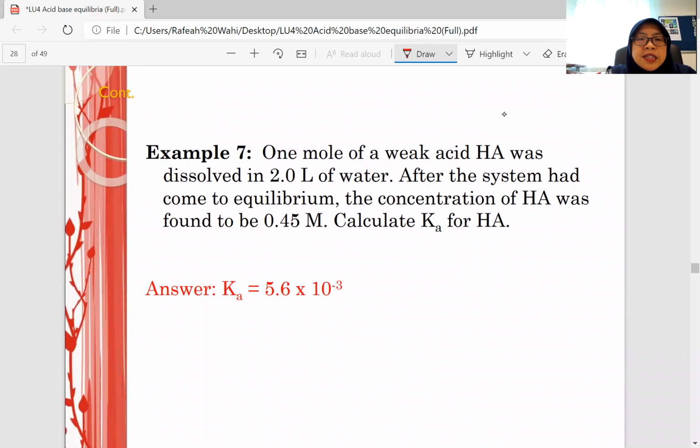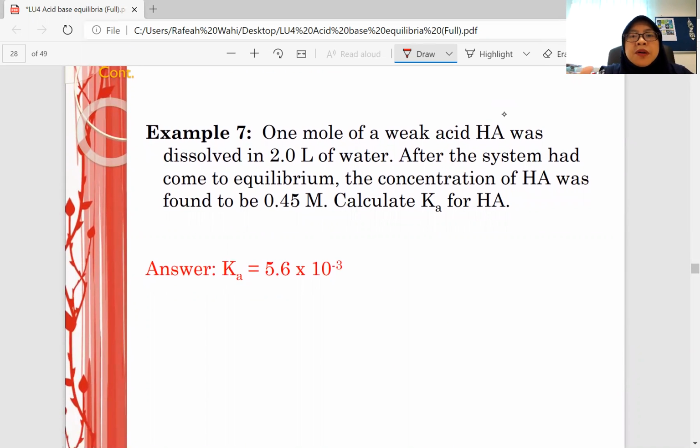Let's go to another example. Example 7. We have 1 mole of weak acid HA dissolved in 2 liters of water. After the system had come to equilibrium, the concentration of the weak acid was found to be 0.45 molar. Calculate Ka of HA.